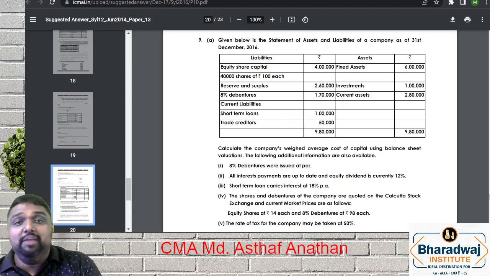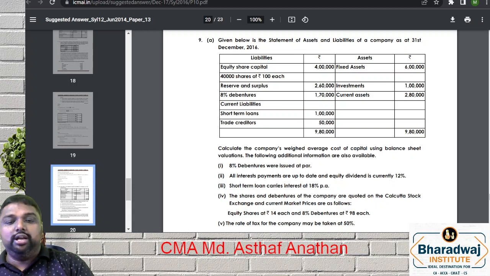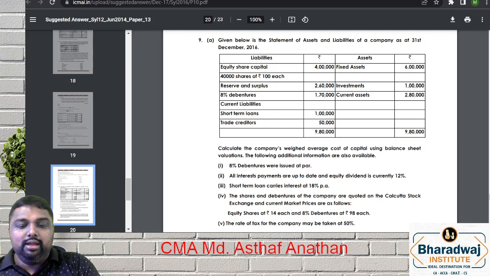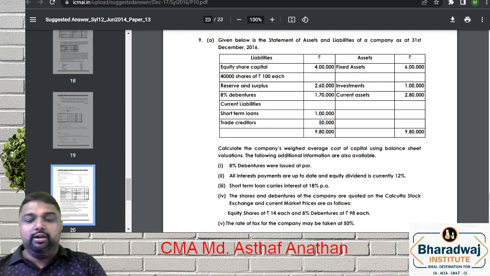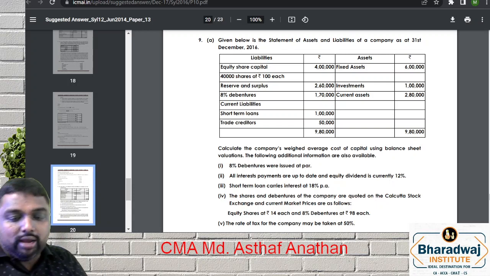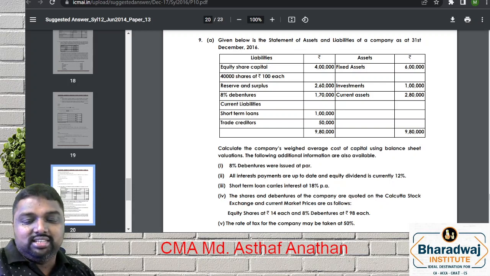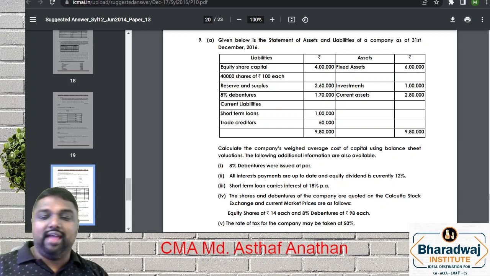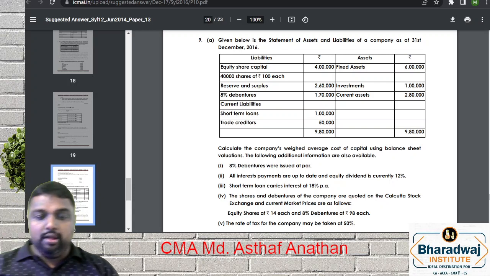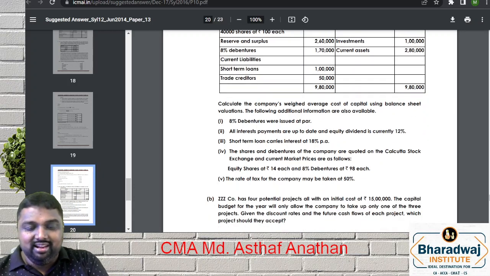So they have given 8% debentures were issued at par. All interest payments are due, and equity debt are currently at 12%. Short-term loan carries what? 18%. Shares and debentures of the company are quoted at the stock exchange market. Equity shares at rupees 14. Debentures at 98. The rate of tax may be taken at what? 50%.